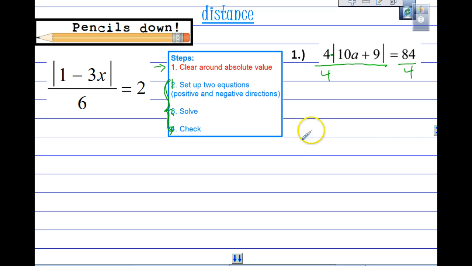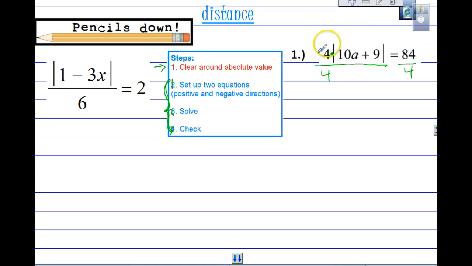So write these down just so you have a few and practice them in your notes. So it's going back to basics. You guys did this so long ago in junior high, when you said, okay, what's the opposite of multiplying by 4? Divide by 4. It's the same deal. Don't overthink it. So you have to recognize, though, that 4 absolute value 10a plus 9 means 4 times.